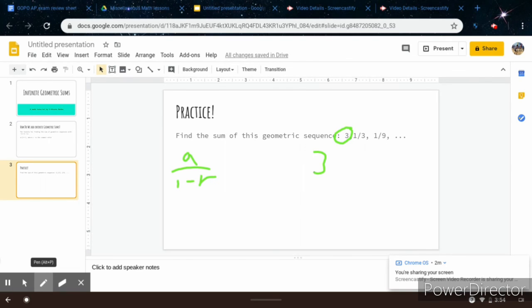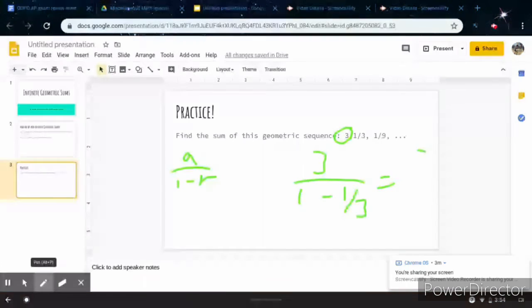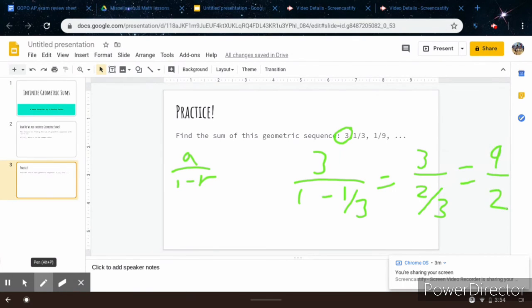So just 3 divided by 1 minus 1/3. 1 minus 1/3 is 2/3, so simply 3 divided by 2/3. Now, since it's divided, we can just flip to the reciprocal. That'll just be 9/2. So that's our answer.